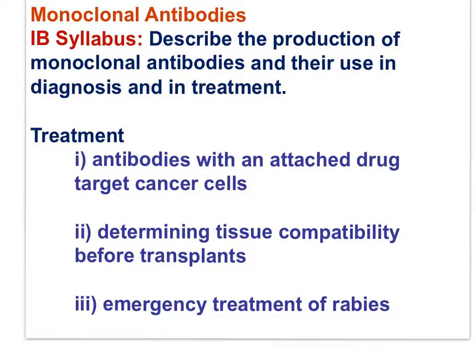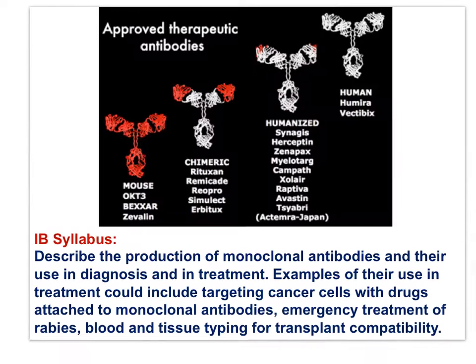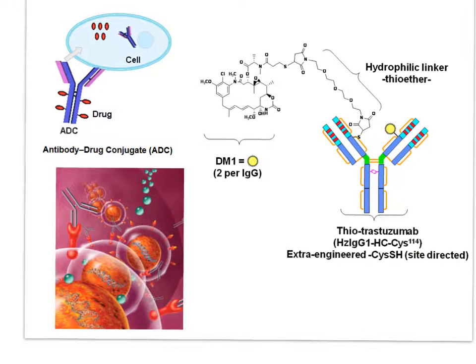The use of monoclonal antibodies in treatment includes antibodies with an attached drug that could target cancer cells, or determining tissue compatibility before transplants, or emergency treatment of rabies. Monoclonal antibodies can deliver drugs to cancerous cells as a mechanism to treat cancer. In this image, you can see the monoclonal antibody delivering a drug to a cell.